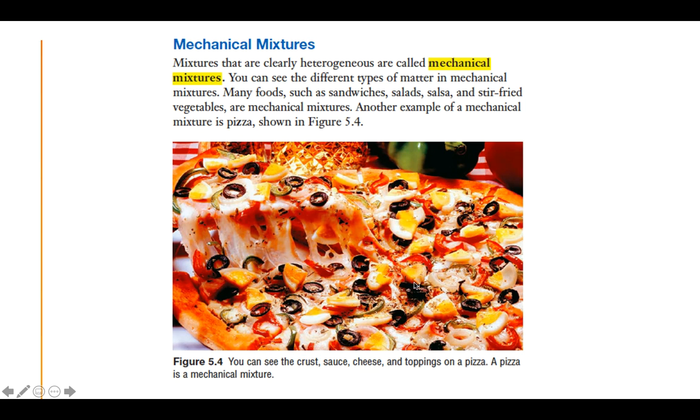So basically anything that you can see different ingredients and looks like a mixture is a very obvious example of a mechanical mixture. In the picture over here, you can see that there's a pizza with lots of different toppings, and this is an easy mixture to see.